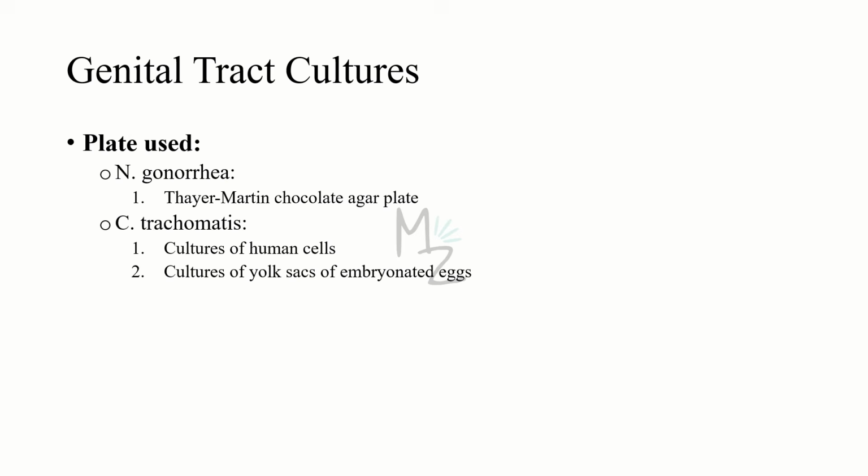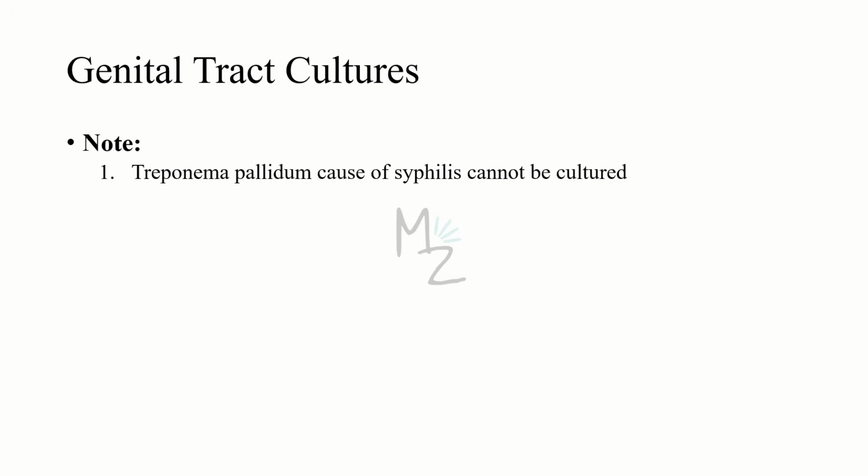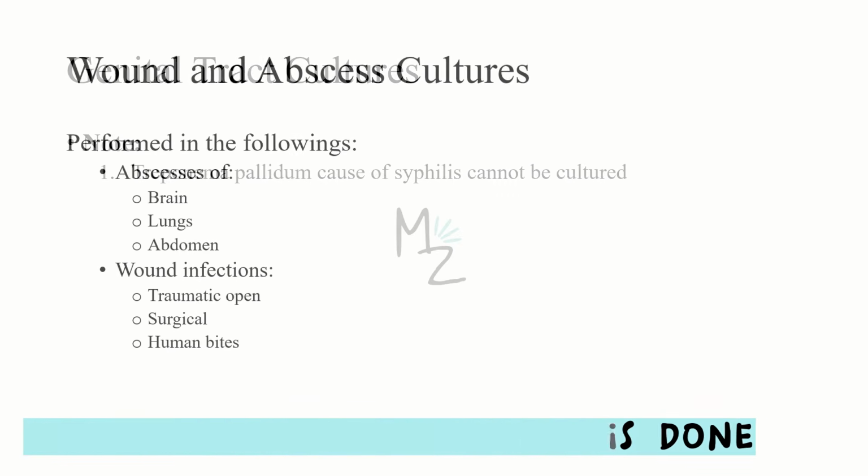Plates being used in genital tract cultures. For Neisseria gonorrhoeae, the Thayer-Martin chocolate agar plate is used, and for Chlamydia trachomatis, cultures of human cells or cultures of yolk sacs of embryonated eggs are used. Because Treponema pallidum, the agent of syphilis, cannot be cultured, diagnosis is made primarily by serology and sometimes by microscopy. Wound and abscess cultures.